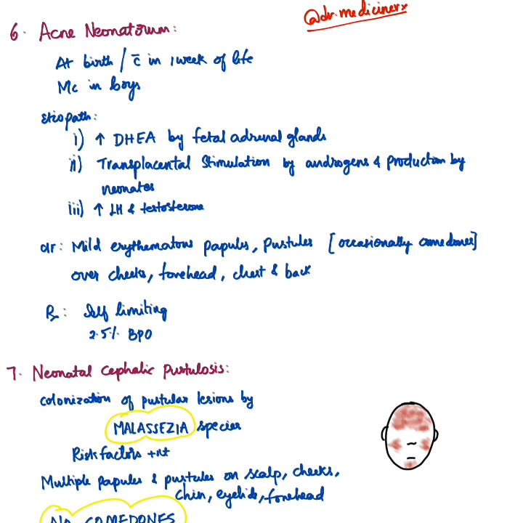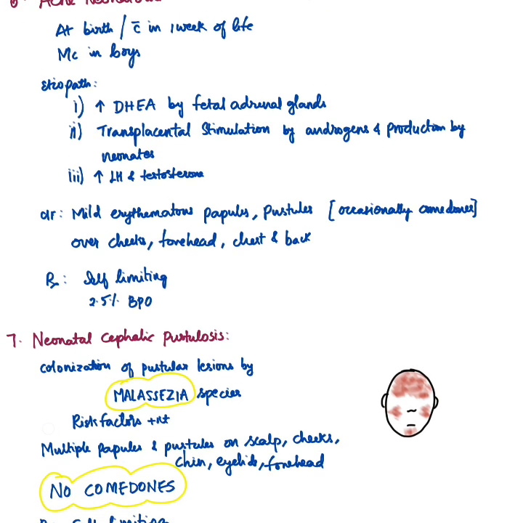Coming to clinical features, typical acne-like lesions, so mild erythematous papules and pustules can be seen, and occasionally there can be comedones as well. The lesions are seen over the face, that is the cheeks and the forehead, as well as the chest and the back. Coming to treatment, this is again a self-limiting condition. Once the hormonal levels go back to normal, this condition also resolves. However, we can also try 2.5% benzoyl peroxide if required.